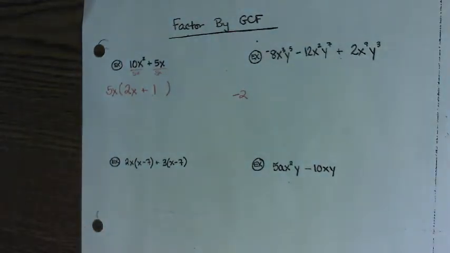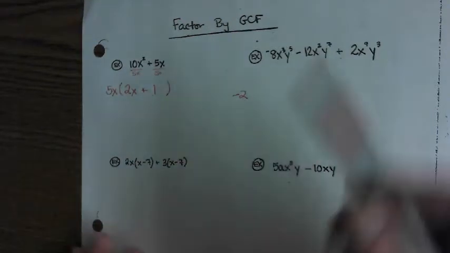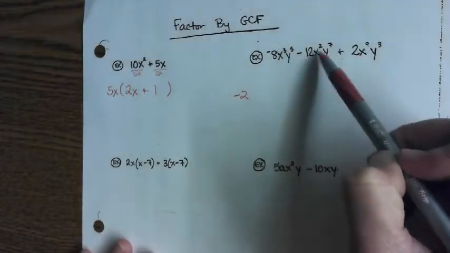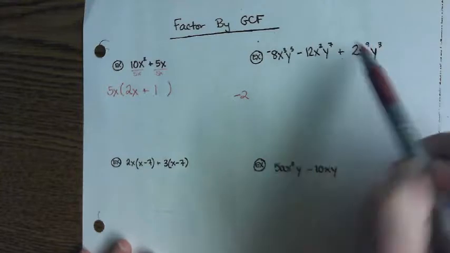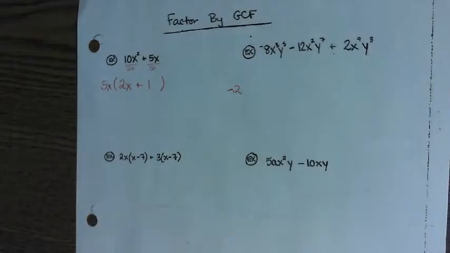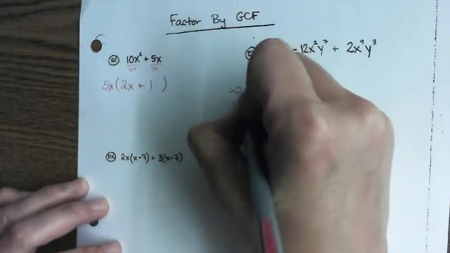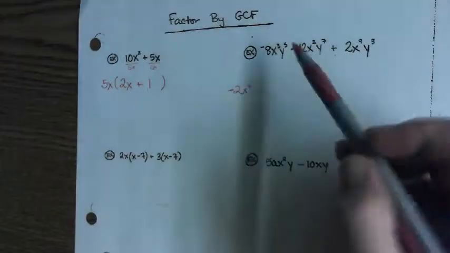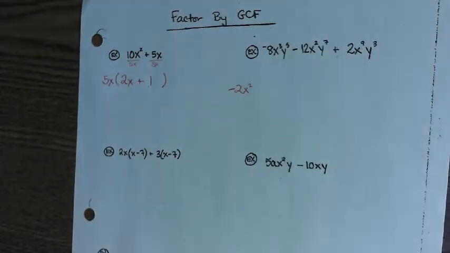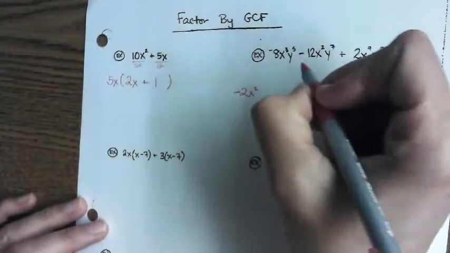Now move off of your numbers to your variables, starting with the x. We have an x cubed, an x squared, and an x to the 9th. Mike, how many x's can I take out? 2. Very good. The smallest of those exponents, 3, 2, and 9, is 2. And then move to your y's. So y to the 5th, y to the 7th, y to the 3rd. Natalie, I can take out what? Y to the 3rd, right?